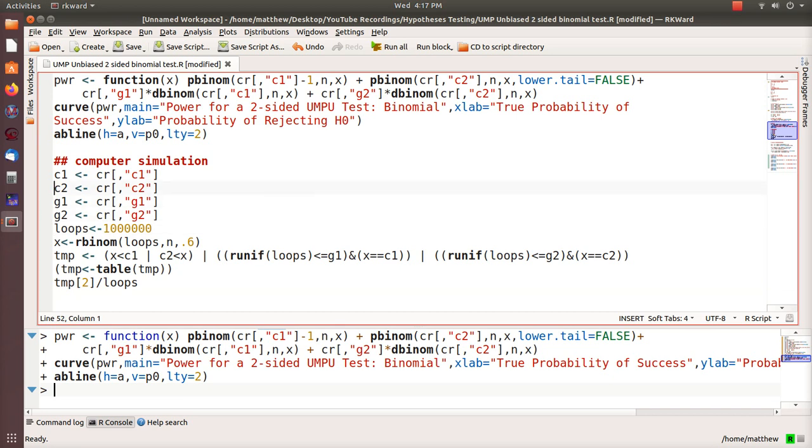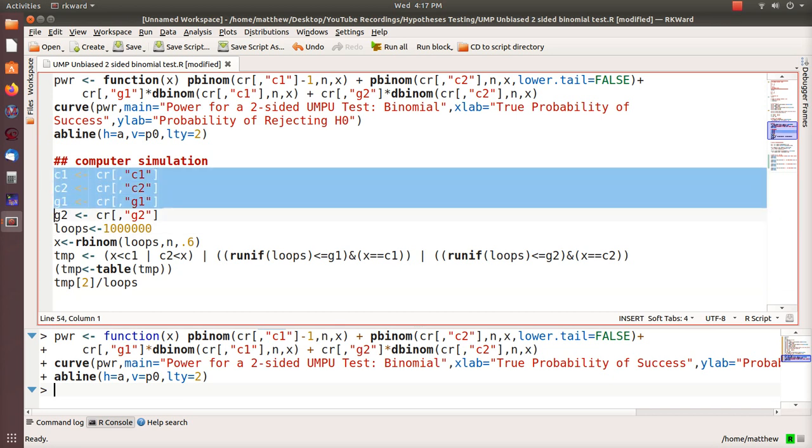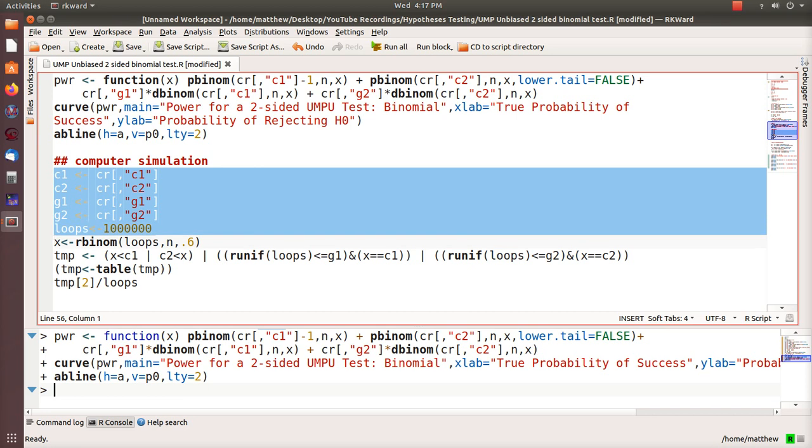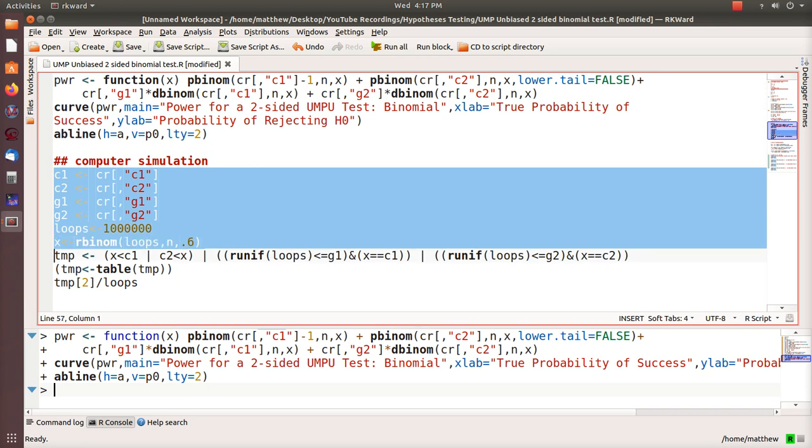So I store the constants C1, C2, gamma 1, and gamma 2 in their own variable. We're going to do 1 million replications. We're going to create a vector of binomials, the vector size 1 million, the binomials of size n, and we're going to assume the true probability is 0.6. Now remember, this test was developed for the assumption that it's 0.75.